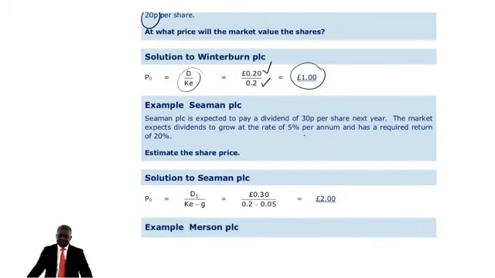Next, Seaman PLC is expected to pay a dividend of 30p per share next year.